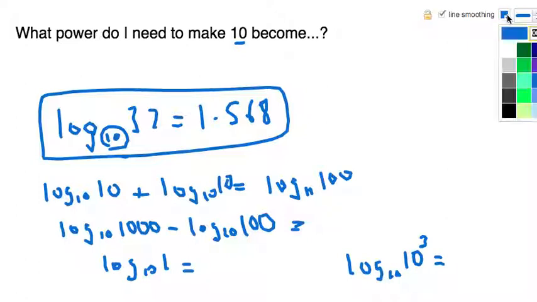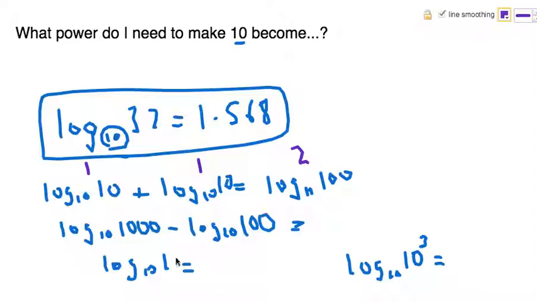If I just write over that why that is, it's because log 10 is 1, log 10 is 1, the power I need to make 10 become 10 is 1, isn't it? 1 plus 1 is 2, last time I checked, so log 100 is 2, because 10 squared is 100.